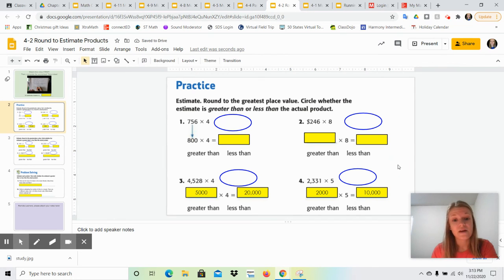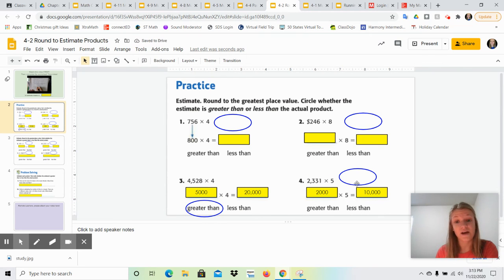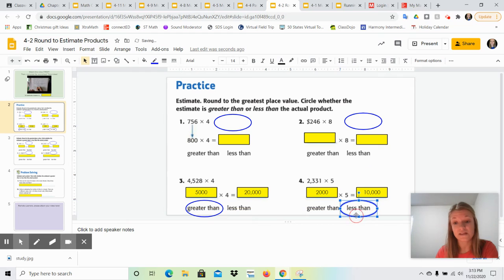Now, this part of greater than or less than, remember, if we raise the score, we circle more. If we had let it rest, we'll circle less. So here I raise the score, so I would circle greater than. And here I let it rest, so I would circle less than.